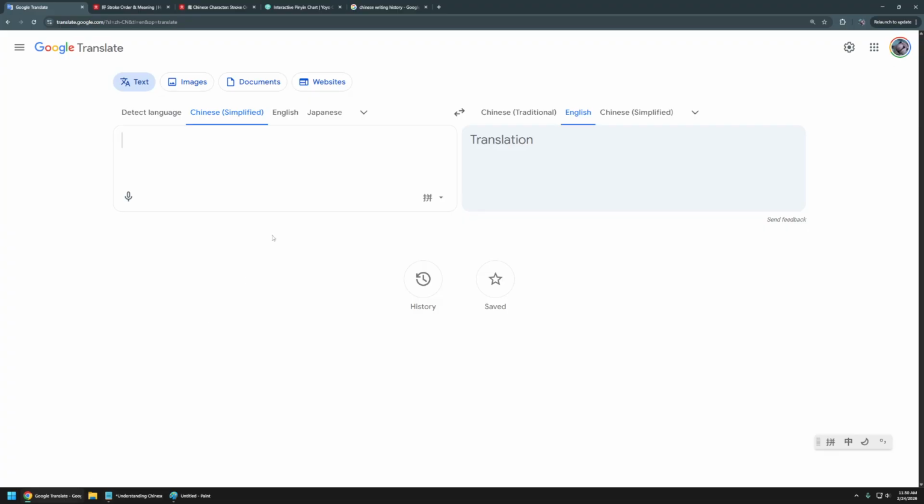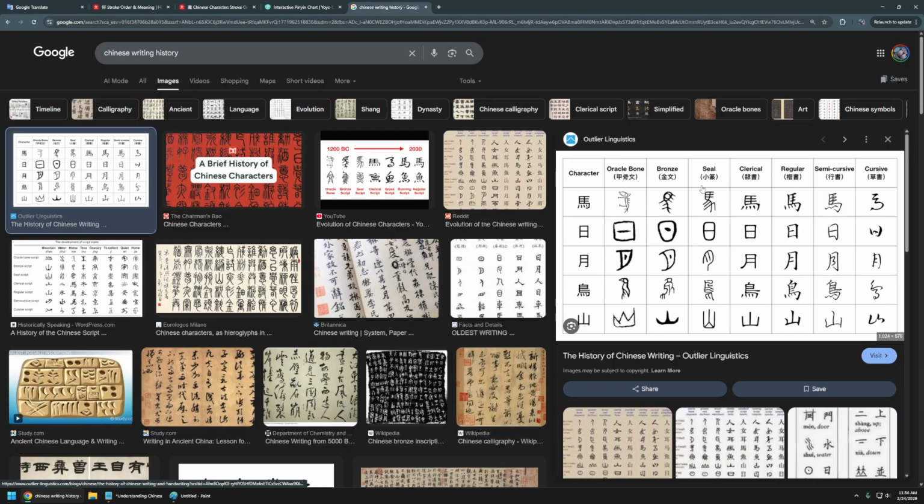So I'll just give you a little image here. This is an example of the progression of Chinese writing over time. You can see the leftmost column here is the modern characters. These are simplified Chinese. And then these oracle bone ones are the same character from their first known depiction. And then, of course, it changed over time.